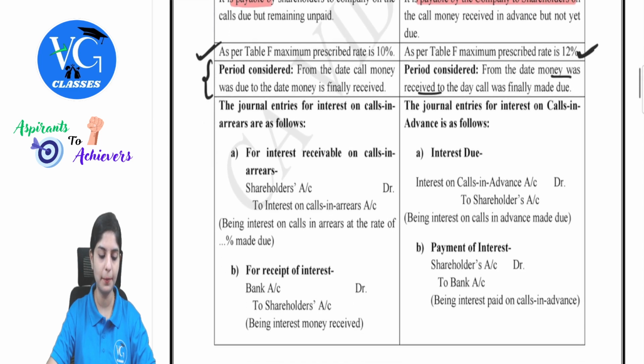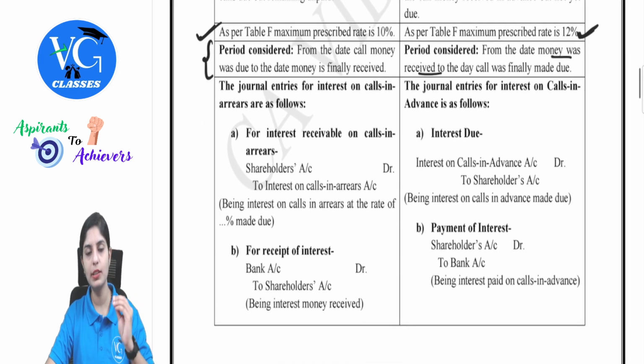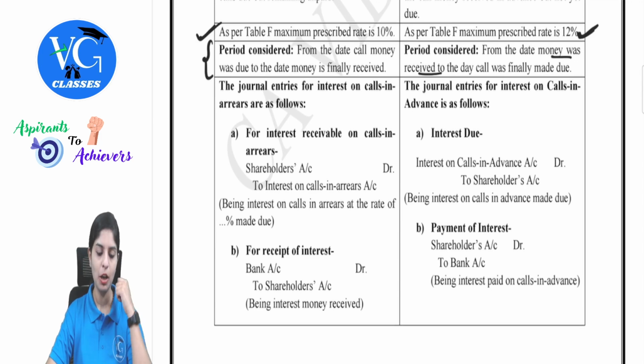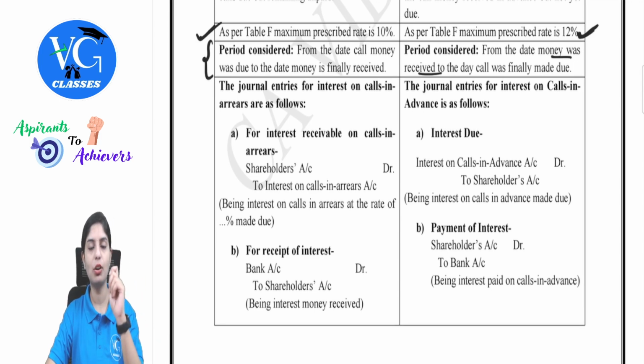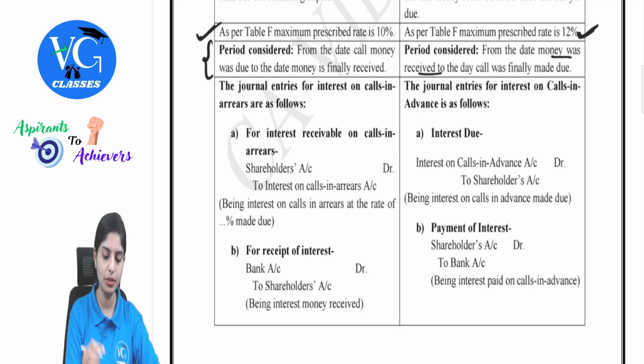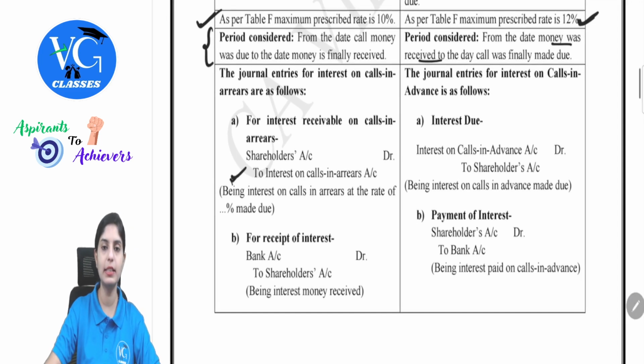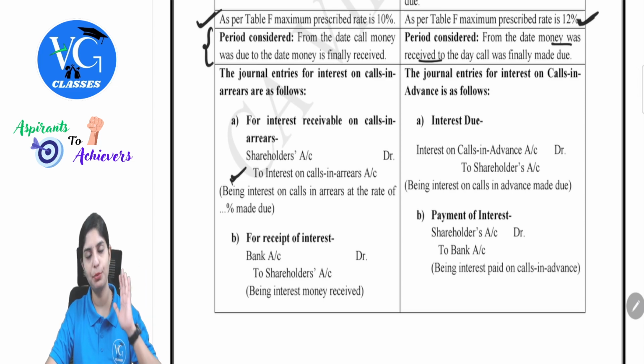What is the journal entry? The journal entries for interest on calls in arrears is first making it due. Interest receivable on calls in arrears is your income. So first we are making it due. Who should pay? Shareholder. So shareholder account debit to interest on calls in arrears account. So this is first making it due.